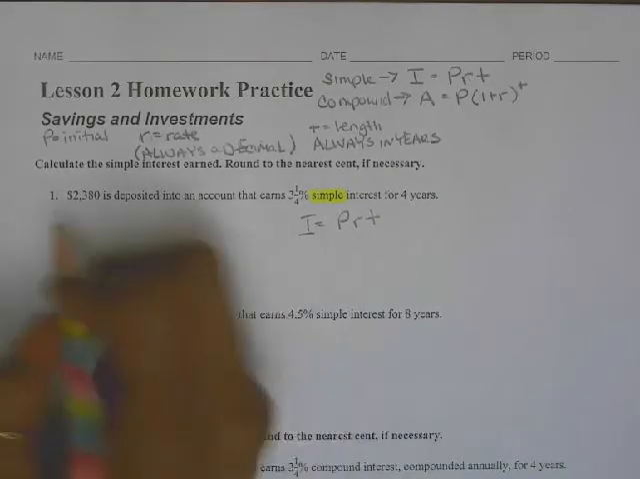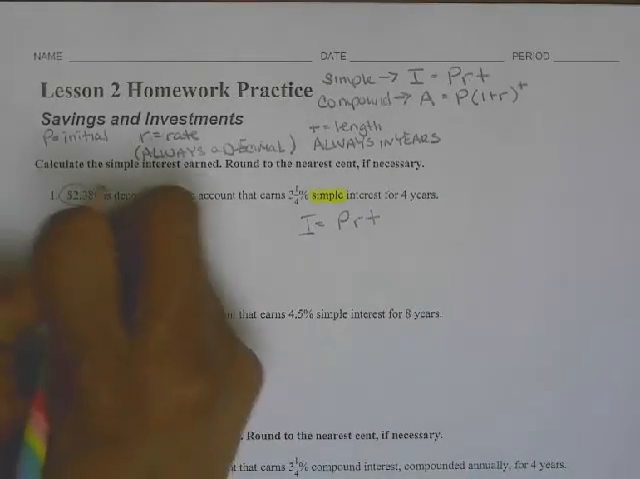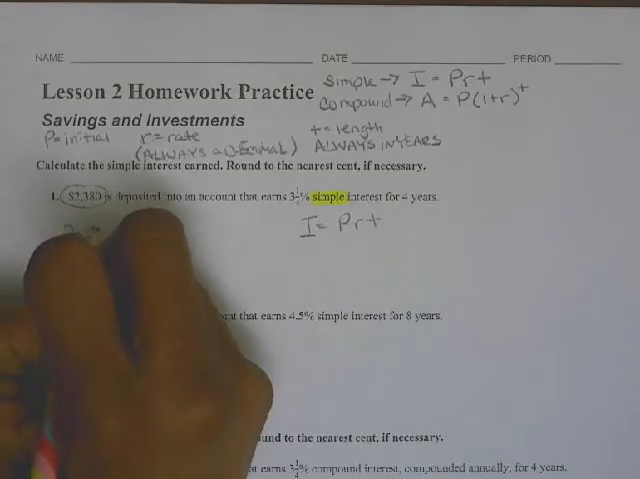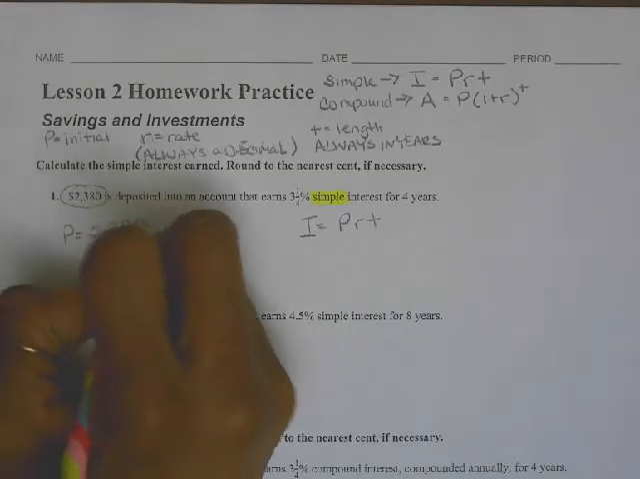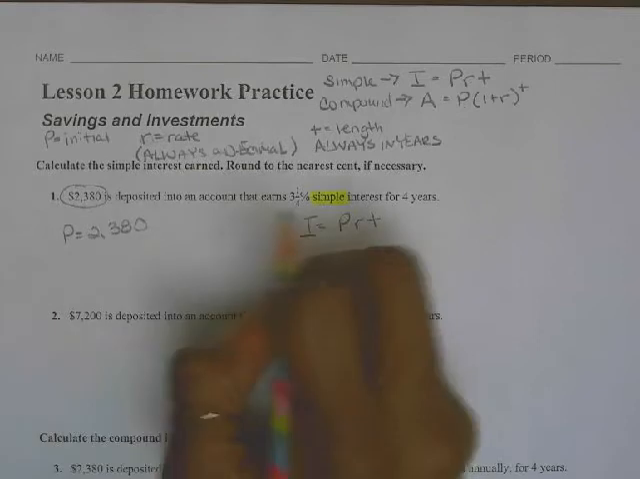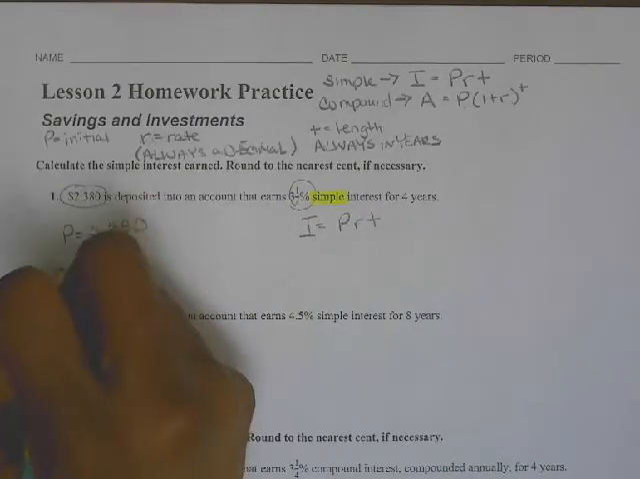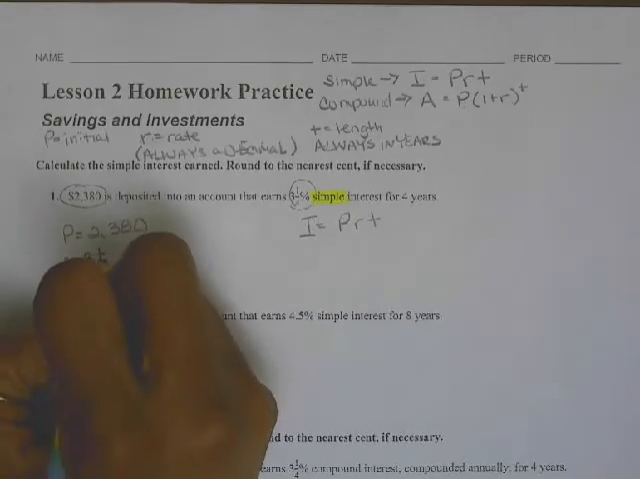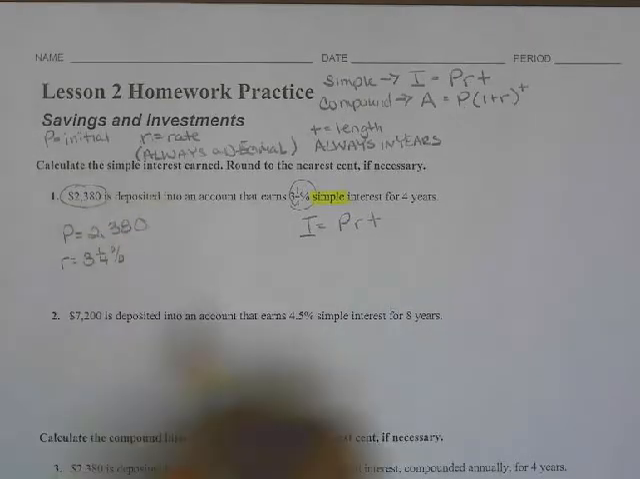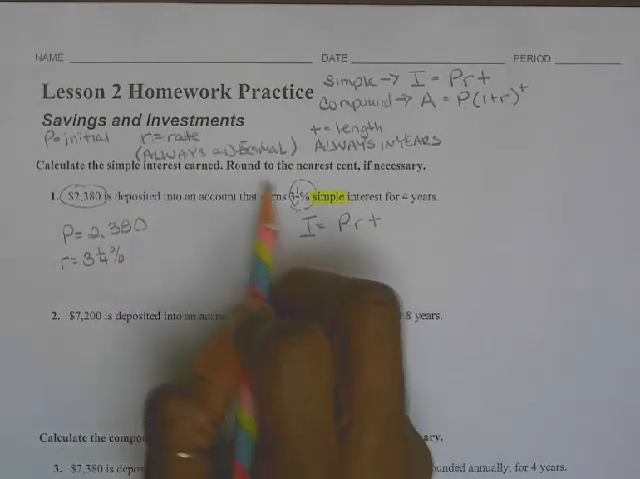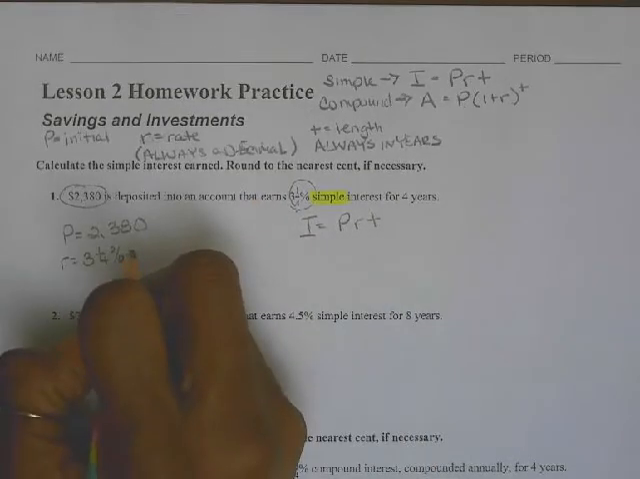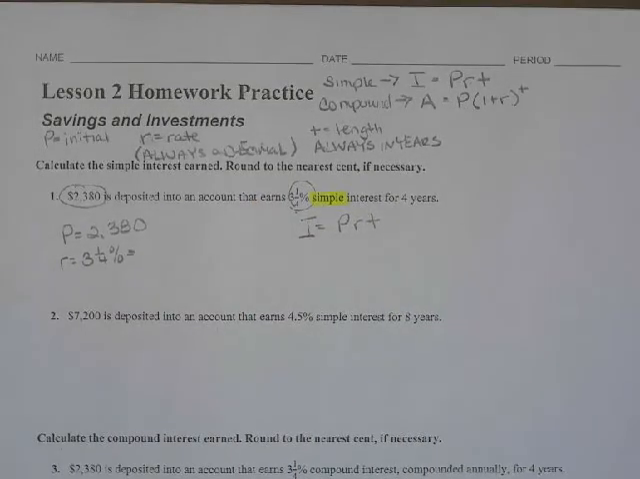Let me see what those are going to look like. Well, here's my P, $2,380. This is my rate right here. So my R is 3.14%. But remember, I don't want this as a percentage. I want to change it to a decimal. So let me do that over here before I even put it into my formula.